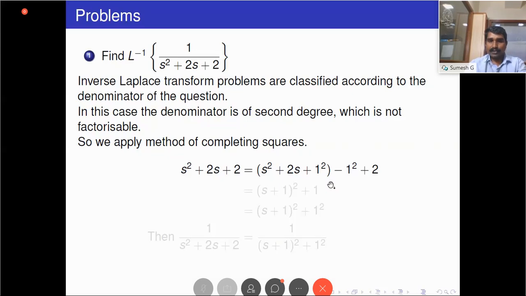So s square plus 2s plus 1 becomes (s plus 1) whole square, minus 1 plus 2 becomes plus 1, or it can be written as (s plus 1) whole square plus 1 square. Therefore, 1 by s square plus 2s plus 2 is equal to 1 by (s plus 1) whole square plus 1 square. Now we can find the inverse Laplace transform.